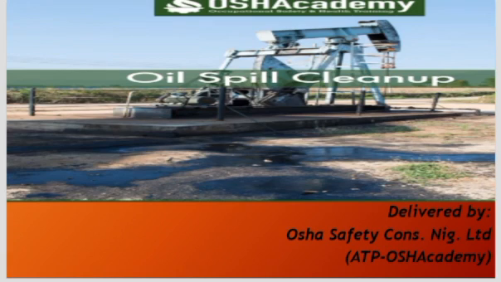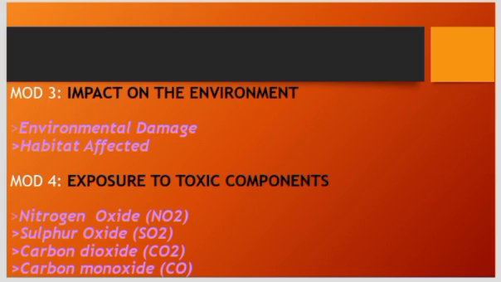Osha Academy. So today we'll be talking on the impacts of the oil spill on the environment, where we'll be discussing the environmental damage and habitats affected. Then also we'll talk about the exposure to toxic components associated with oil spill. We'll be discussing nitrogen oxide, sulfur oxide, carbon dioxide, as well as carbon monoxide.